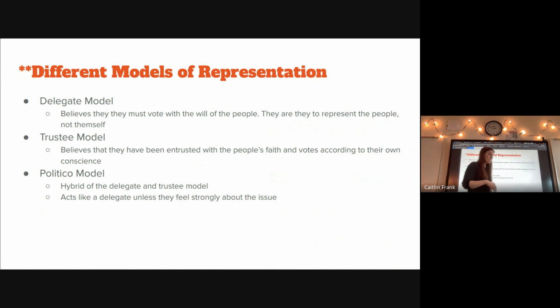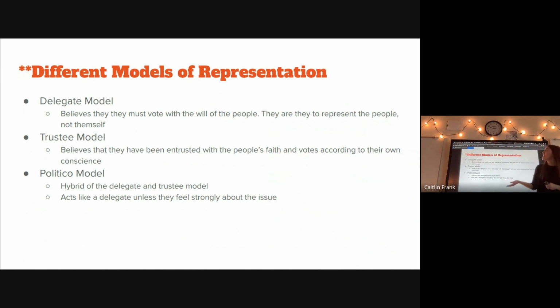Trustee model is where, as an elected representative, I'm going to vote on what I think is best. And my constituents voted me into office because they trust me. So even if they don't agree with what I'm voting on, they should, as the trustee, as the educated person who knows what's best for society, let me vote how I think is best. So they vote on their own opinion, whether or not it agrees with their constituents.